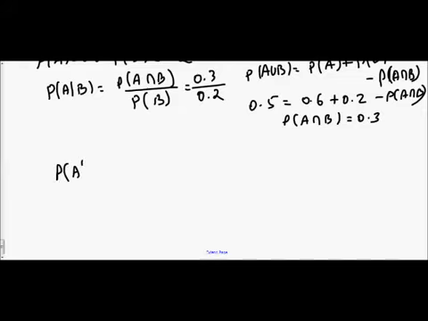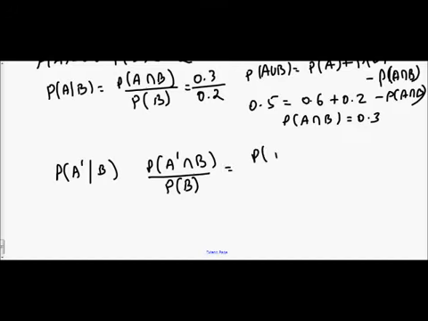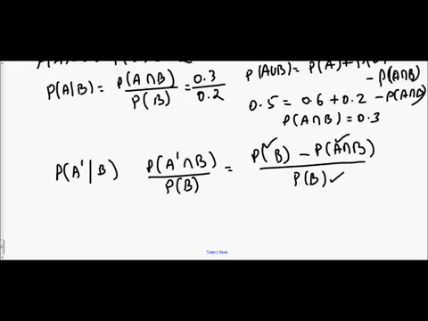How to find P of A prime given B? This is where you actually use the formulas. We know that this is P of B minus P of A intersection B. You can use the Venn diagram as we did before, then you can find it out. You have this, you have this, and you have this. You can just substitute the values and get the final answer. So this is the place where you will be using the formula more than the questions with numbers.